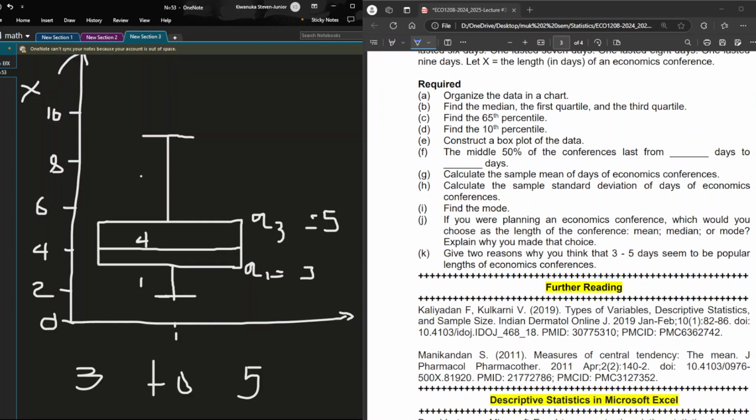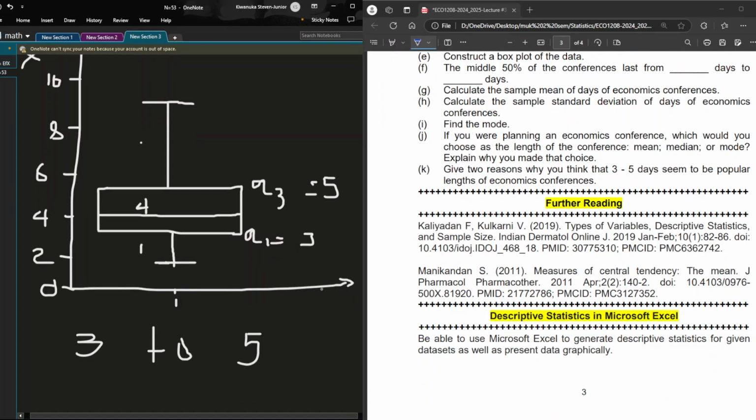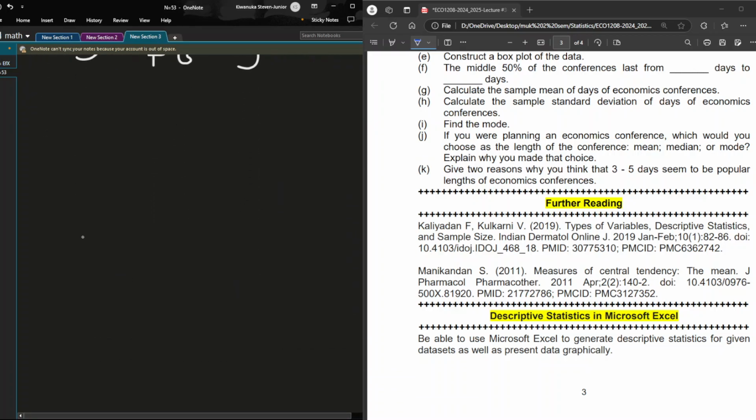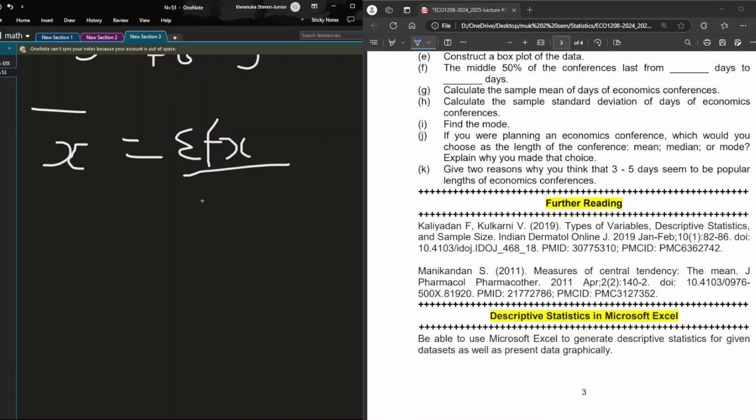So calculate the sample mean of days of economic conferences. We said this type of data is ungrouped. However, it differs from the second one we had, and it equals the following formula. Because our x has a frequency, our x bar, which is the mean, will be equal to summation of fx out of n.